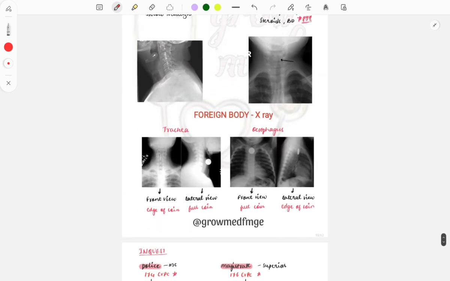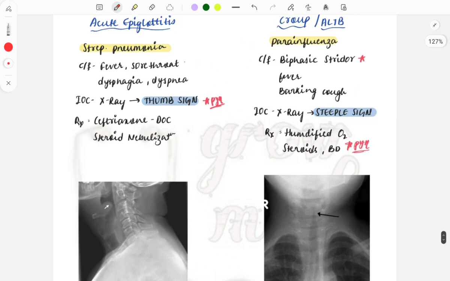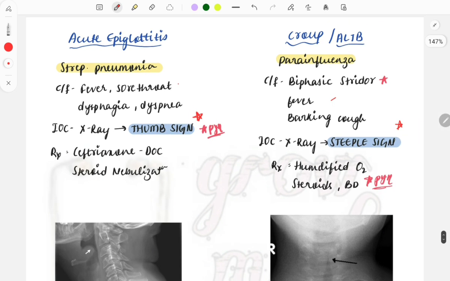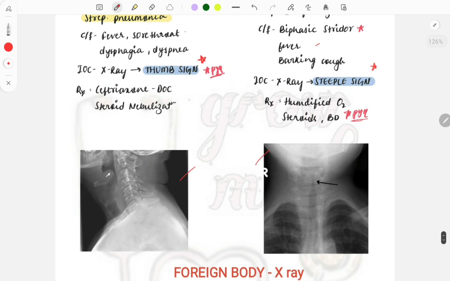Then croup and acute epiglottitis, I think everyone already knows about it. Just once have a look at the causative organism, because I don't know exactly, it has been updated and I feel that someone's Haemophilus influenzae something is there. Okay, so please do look at the update, and if anyone knows about it, then please put it in the comment box. So these are the clinical features that can be described, and these are the important findings which you must remember. So it's thumb sign on X-ray in acute epiglottitis, steeple sign, and the treatment modalities also. And these are the X-ray images which can be asked in integration with radio.